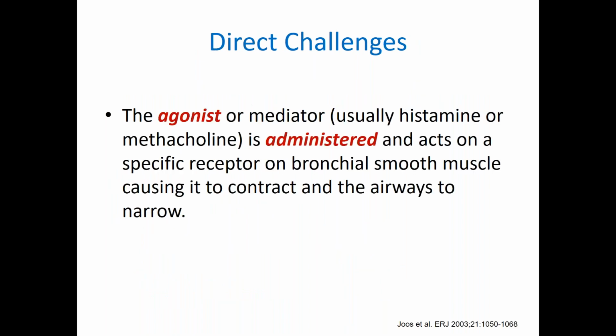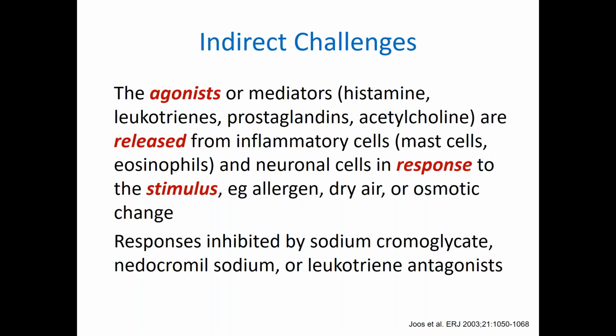Direct challenges, it's the agonist or the mediator that's administered. So we give histamine or methacholine, and it acts on a specific receptor on smooth muscle in the bronchioles to cause it to contract and the airways to narrow. Indirect challenges, on the other hand, the agonists or mediators are released from inflammatory cells or neuronal cells in response to a stimulus, for example, an allergen, dry air, or an osmotic change. Responses to indirect challenges can be inhibited by some medications, so you need to keep that in mind in terms of test preparation.